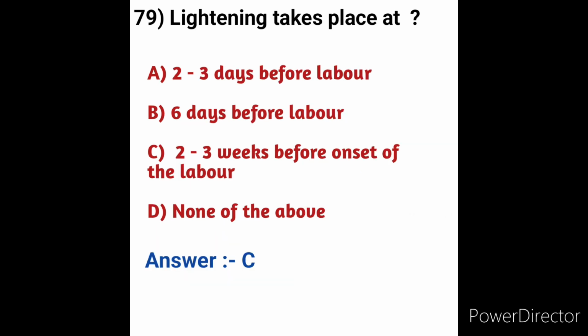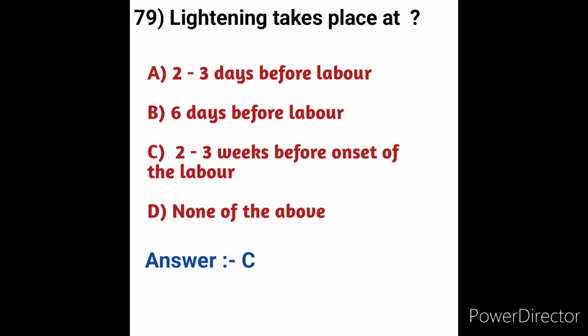Lightening takes place at which period of labor? We will see the options here. Option A, 2 to 3 days before labor. Option B, 6 days before labor. Option C, 2 to 3 weeks before the onset of labor. And option D, none of the above. Here what is lightening? At the end of the third trimester, the baby settles or drops lower into the mother's pelvis, which is called lightening. Yes, it is 2 to 3 weeks before the onset of labor.